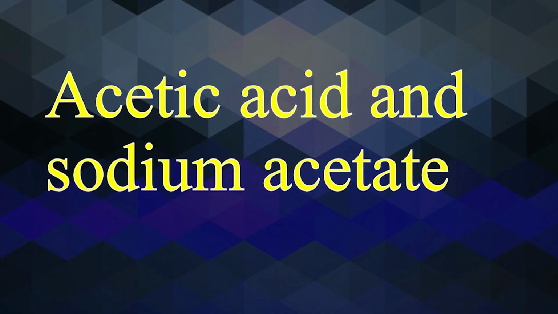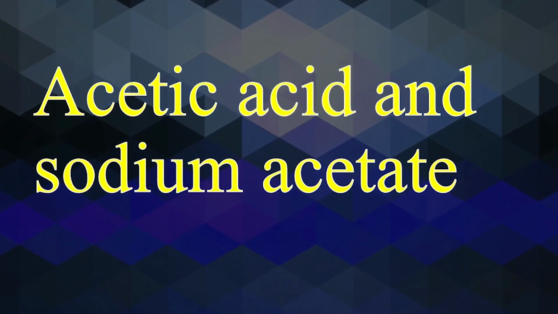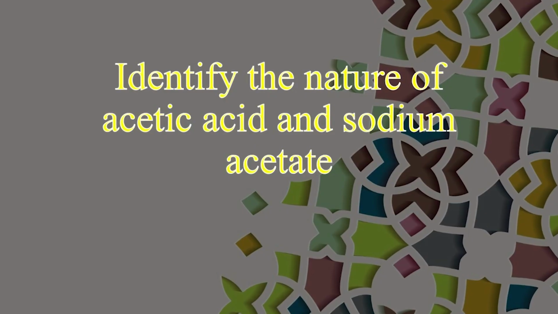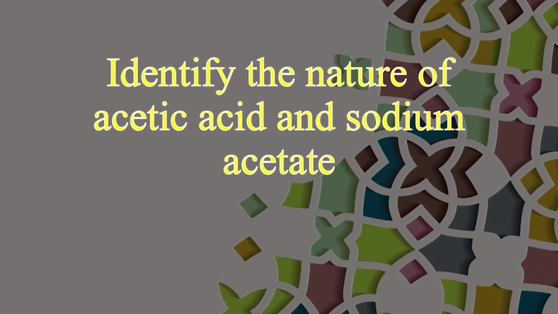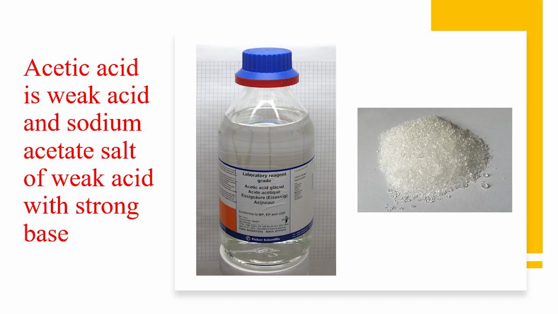First, we shall consider the first example, that is, the mixture of acetic acid and sodium acetate. You have to identify the nature of acetic acid and sodium acetate. Yes, everyone knows that acetic acid is a weak acid and sodium acetate is a salt. How is this salt formed? This salt is formed by the reaction between a weak acid and a strong base.